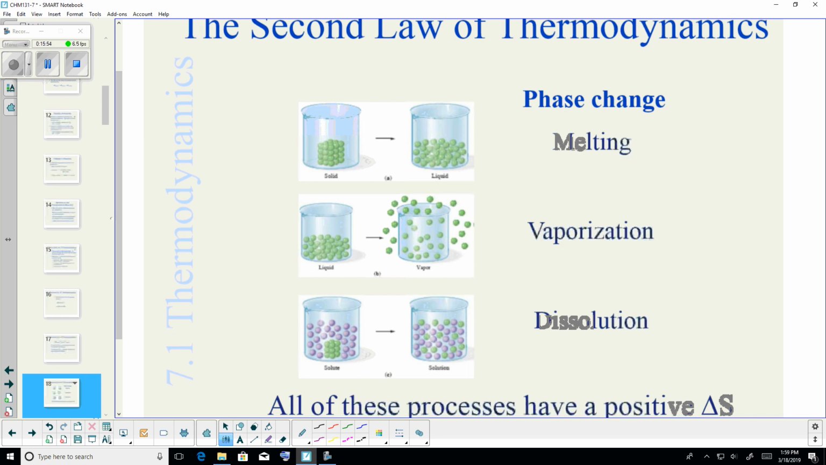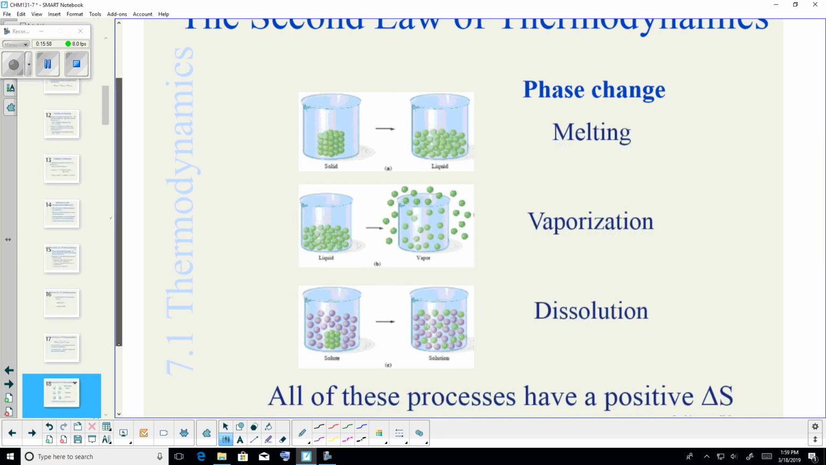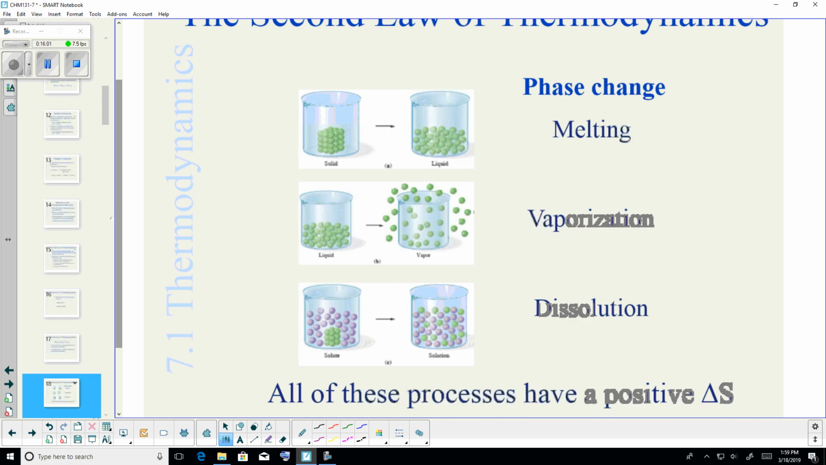So if you look at these, melting, vaporization, and dissolution, all of these have positive delta S's. They're all becoming more random. Conversely, if you go in the other order, freezing, condensation, and, well, I don't know what the opposite of dissolution would be, precipitation, you're becoming more ordered. So you'd have a negative delta S.